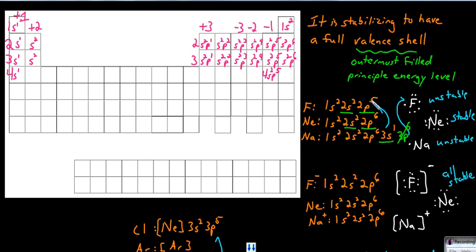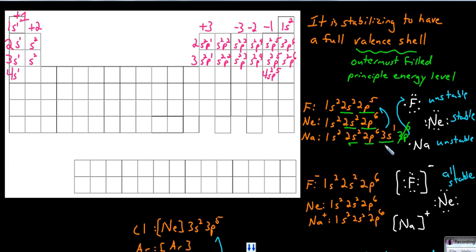So fluorine, it would become more stable if it were to accept 1 more electron, and sodium, if it were to lose this electron in the 3s subshell, then it would have just electrons in the principal energy level 1 and 2. It would have 2 plus 6, 8 valence electrons in that principal energy level 2. Principal energy level 2 would be filled. Sodium would also have the same electron configuration as neon if it were to lose that 1 electron in the 3s subshell.